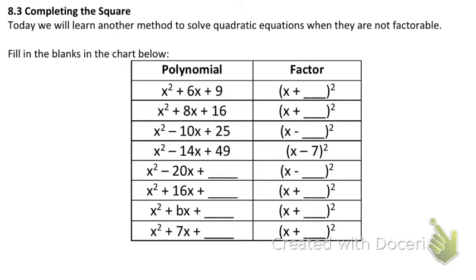It's pretty cool. We're going to go through this chart a little bit though. You might notice there's polynomials on the left and there's factors on the right, and there's some blanks here for us to fill in. This first polynomial, let's factor it. x squared plus 6x plus 9.